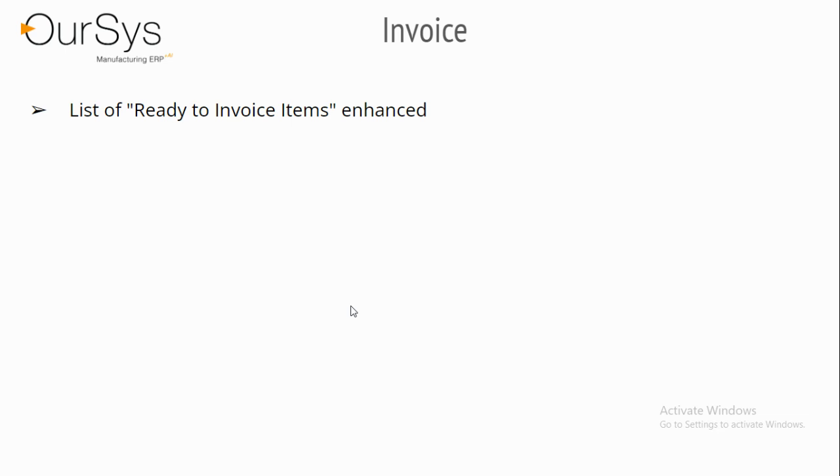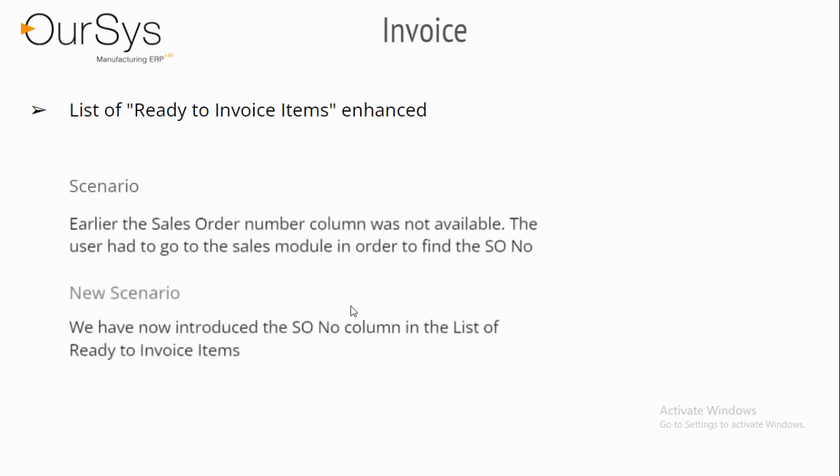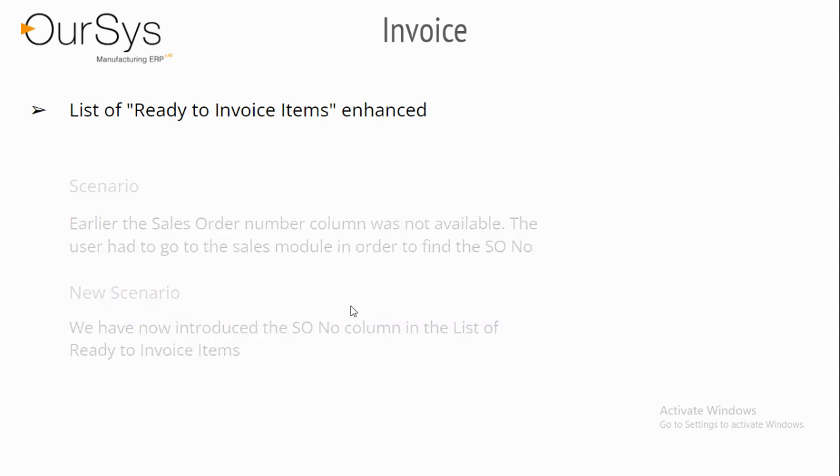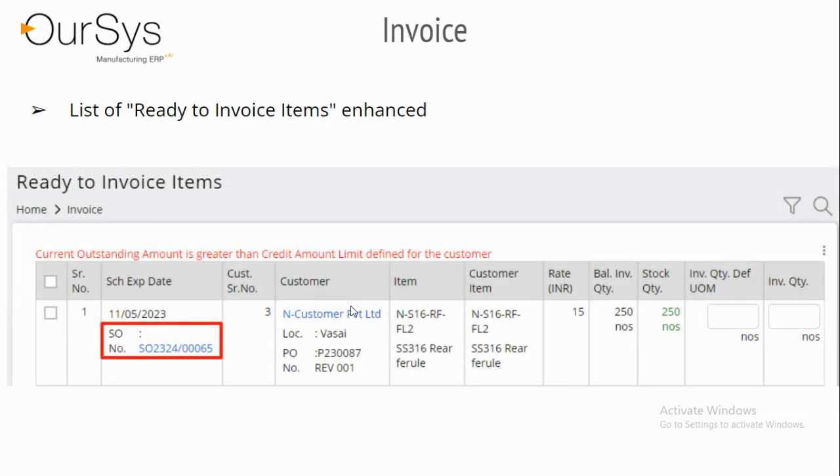Next, we have made some changes and enhancements in the invoice section, that is in the ready to invoice screen. Earlier we did not have any sales order number column, and to trace back the sales order number, we had to go back to the sales order, open it, and search by customer code. It was very time consuming, and a lengthy process just to identify which order a particular invoice was against. So now, in the ready to invoice screen, we have given the sales order number reference.